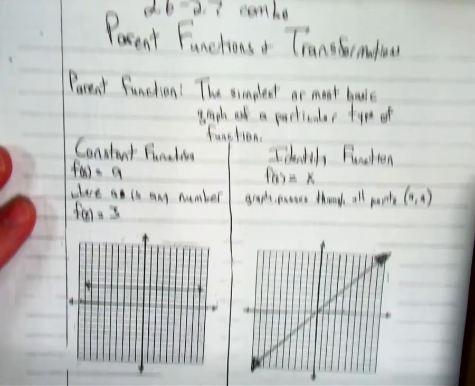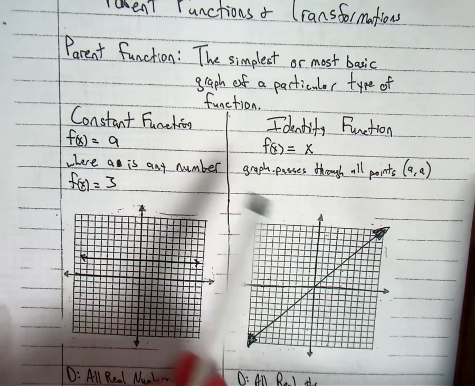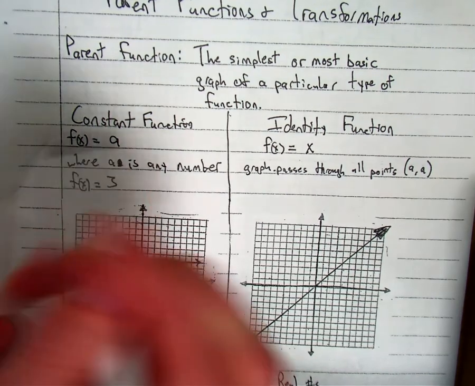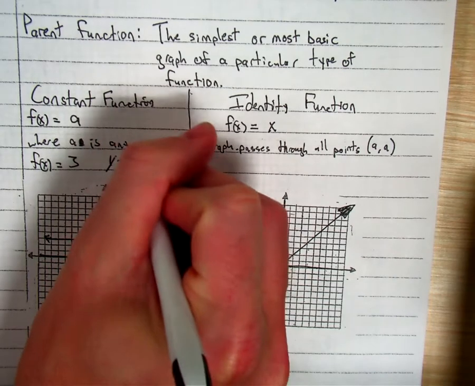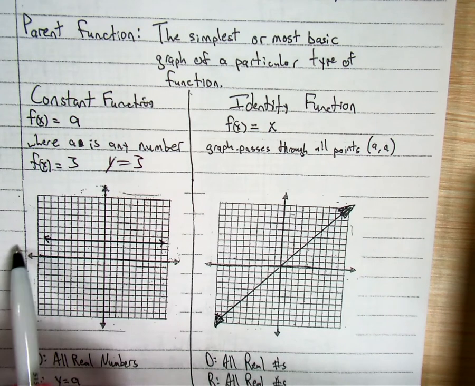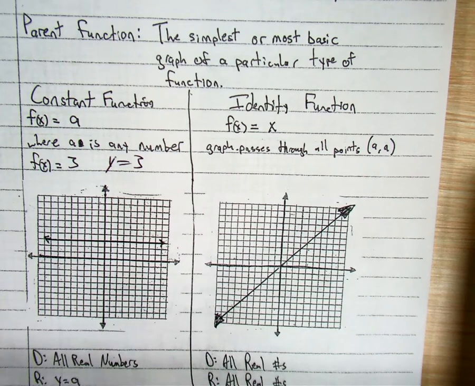Alright, first function we have up is the constant function. f of x equals constant a, where a can be any number. So f of x equals 3, or maybe you're thinking like y equals 3. Just a flat line, straight across, okay? So that's called the constant function. It's just a flat line, a horizontal line.